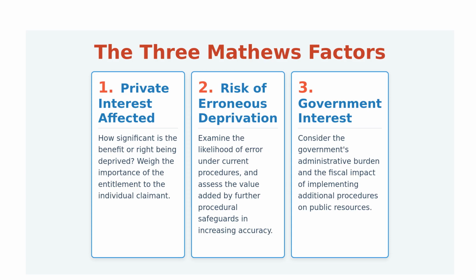The third and final factor is the government's interest. This includes the government's administrative burden in providing more process, as well as any significant fiscal impact that increased procedures would impose on the public treasury. The final determination of due process hinges on balancing these three competing considerations.